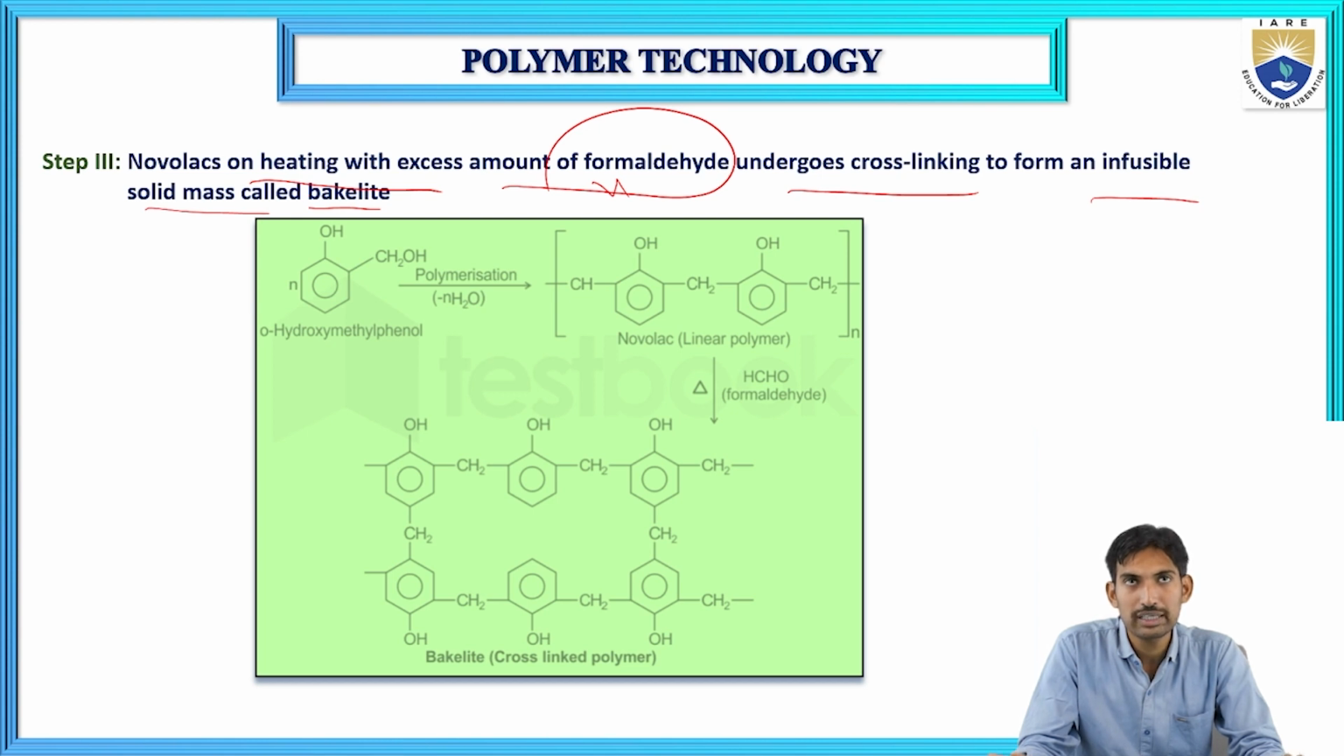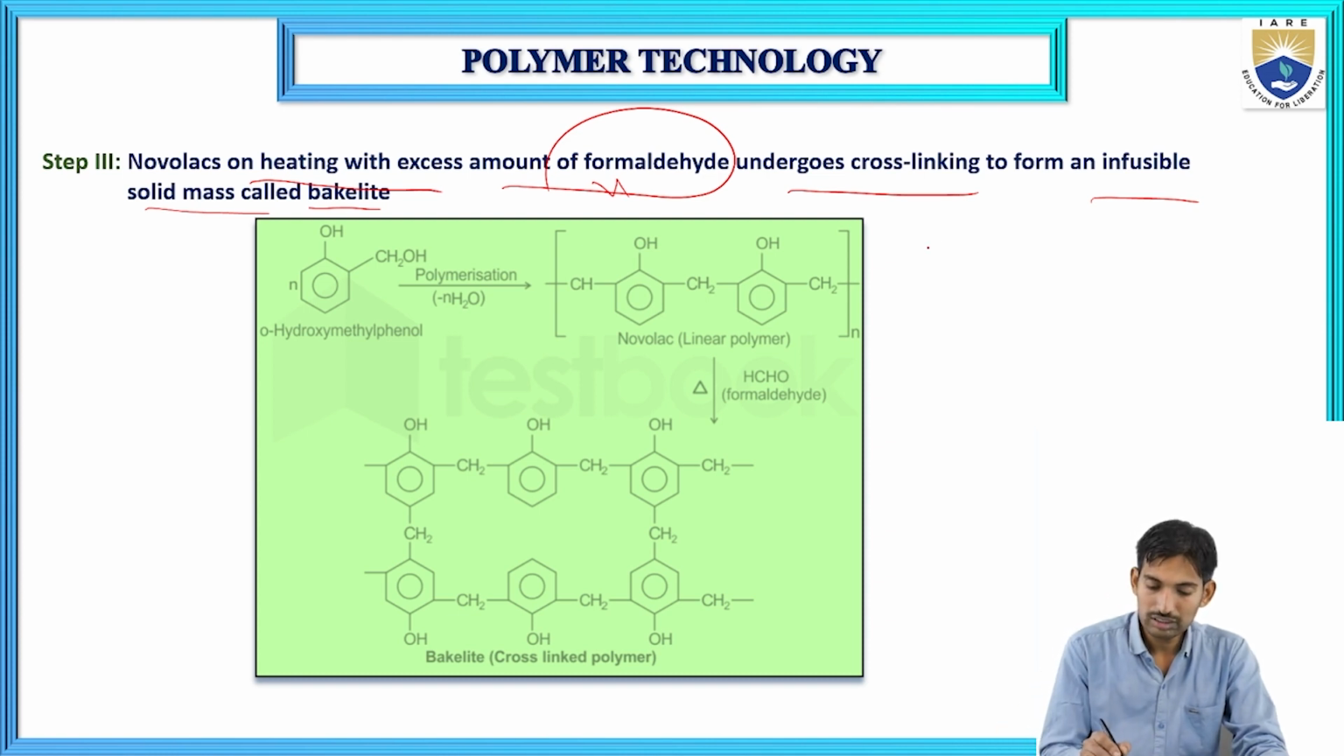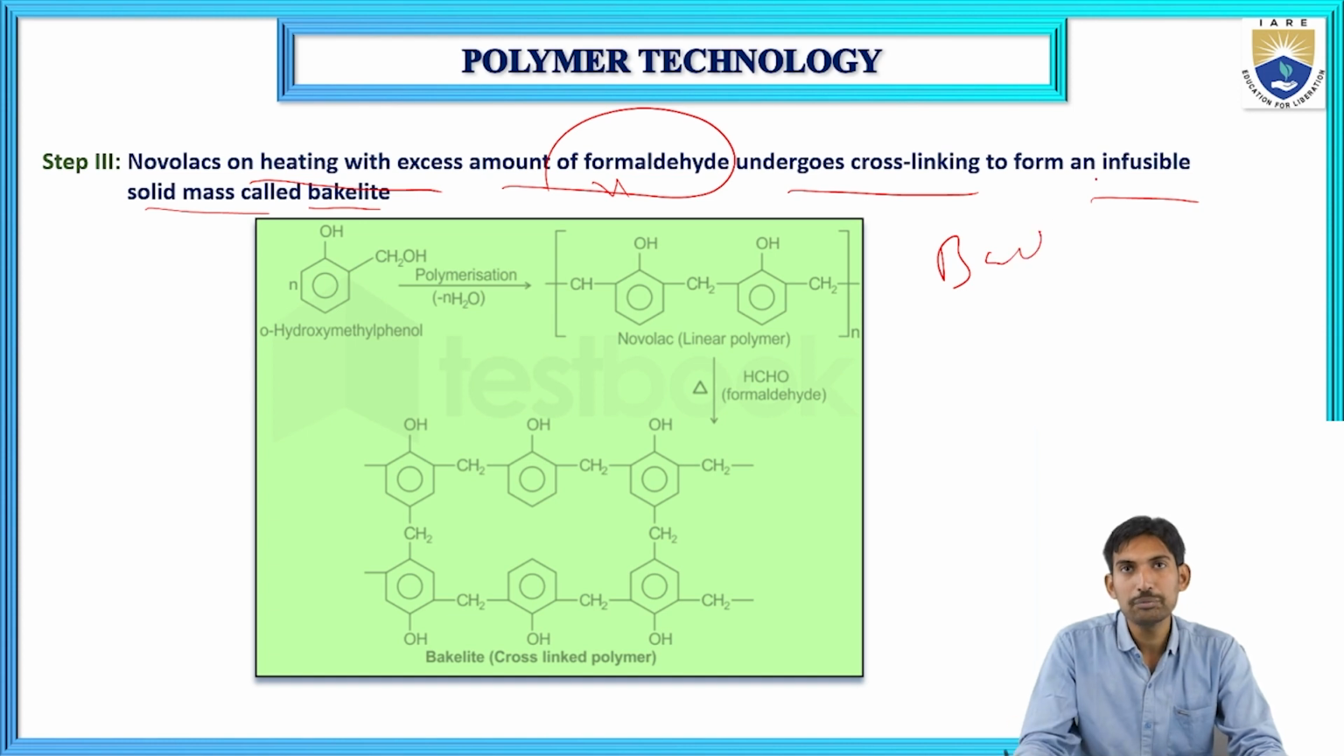How can we produce Bakelite? When Novolac reacts with excess formaldehyde on heating, it produces Bakelite. See, how can we prepare Bakelite? The Bakelite is prepared in 3 steps. In the first step, what happened?